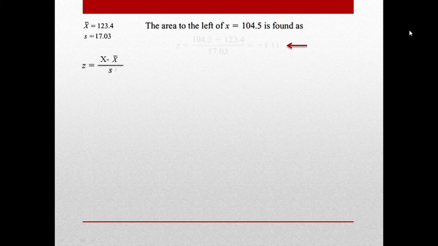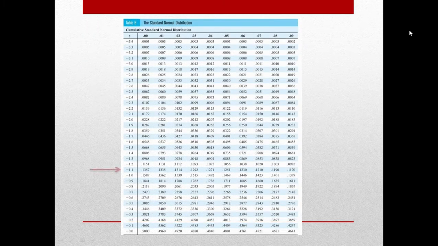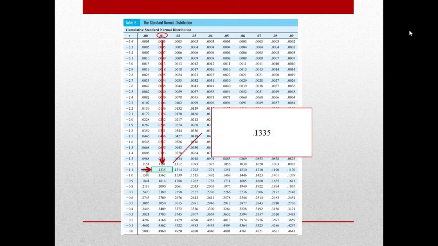And now, the area to the left of x equal to 104.5 is found as follows. Our z is equal to x minus x bar all over s, which is 104.5 minus 123.4 all over 17.03, equal to negative 1.11. In table E, negative 1.11 is 0.1335.